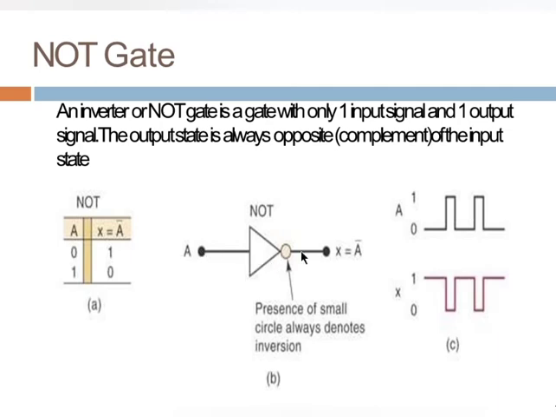A single input produces an output. This NOT represents an inversion. These are the signals; they represent the digital signal. So this is the 0 state and this is the 1 state.